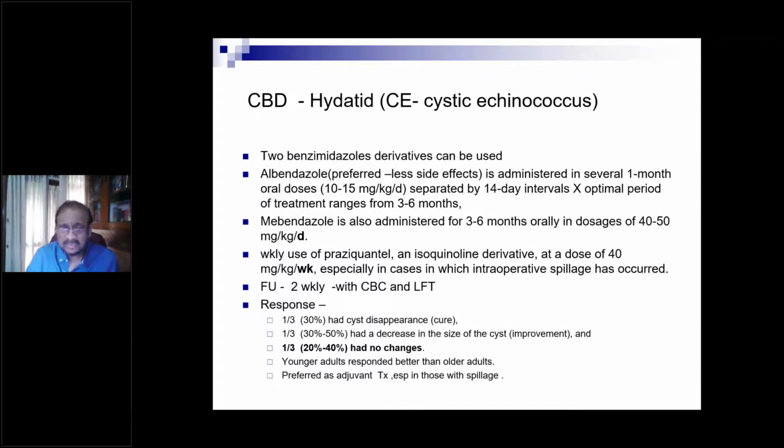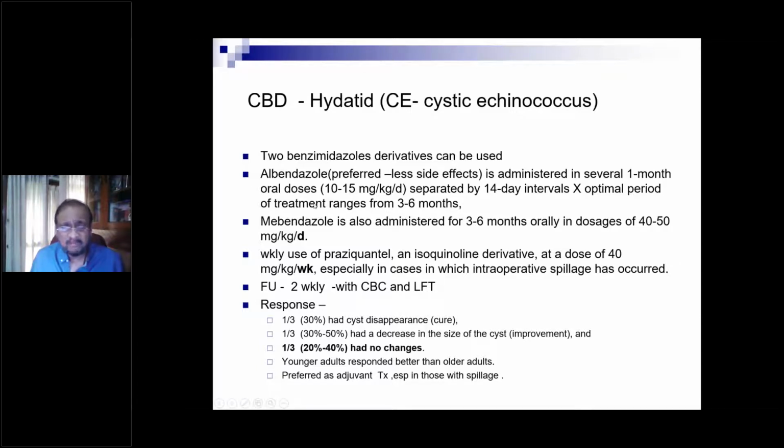Just a short reminder of what has been done for cystic echinococcosis, which is known as benign hydatid disease. Here it is the cystic form. Two benzimidazole derivatives can be used. Number one, albendazole. Number two, mebendazole. And albendazole is the preferred. Why? Fewer side effects.